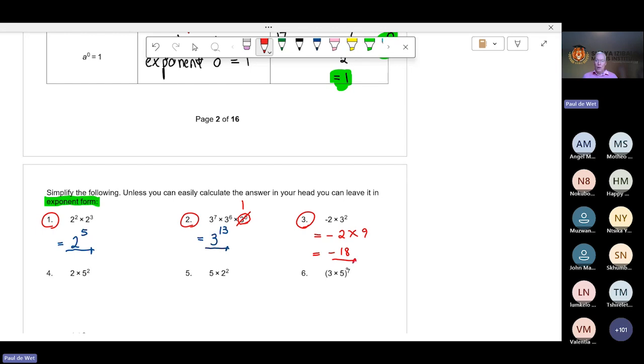Guys, if you don't know that 2 times 9 is 18, we have a big problem, because you need to get better with your numbers. If you can't do the numbers easily, then trying to focus on something like exponents, which is a bit more difficult, becomes a big problem.